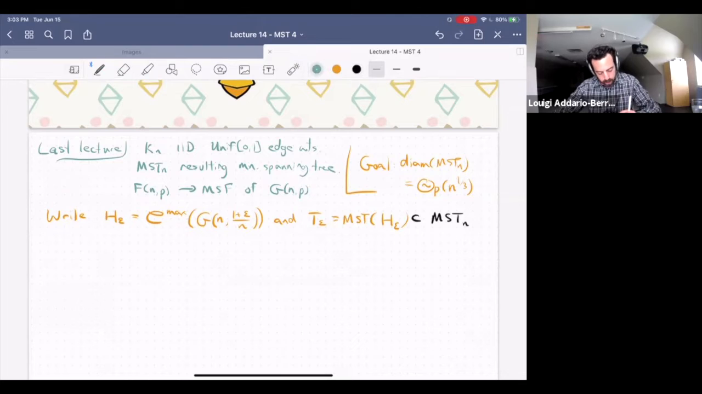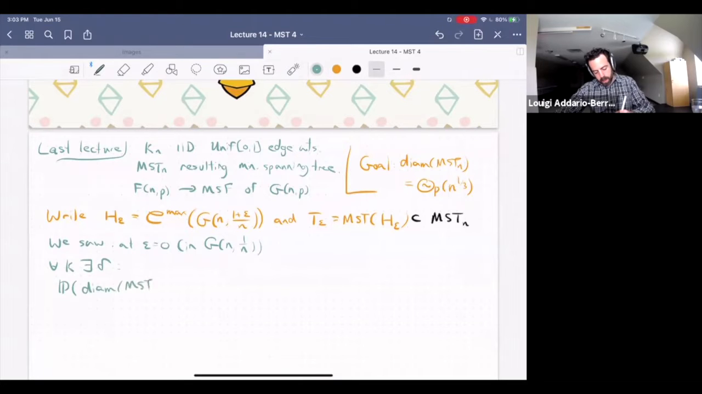Then we saw that if epsilon is zero, so that's in just the perfectly critical random graph G(N, 1/N), then we saw a lower bound on the diameter. The probability that the diameter of the minimum spanning tree is small, say at most n to the third over k. Well, in order for the minimum spanning tree to be small, the tree T_0 has to be small, because that's a subtree of the minimum spanning tree. So that's at most the probability the diameter of T_0 is at most n to the third over k, and that's less than delta.